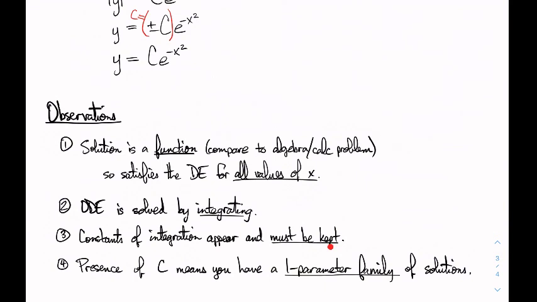Another important feature is that constants of integration appear during the solution process and need to be kept. They are essential. And fourthly, the presence of this arbitrary constant C means that you have a one parameter family of solutions. And so C is that parameter. It can take all sorts of values. And so, in fact, you don't just have one solution here with this formula. This is actually a whole family of solutions. And we'll explore what that means more when we look at the next video.